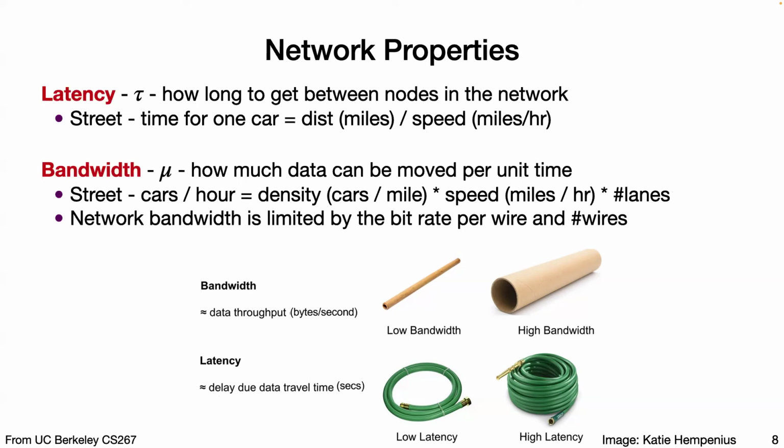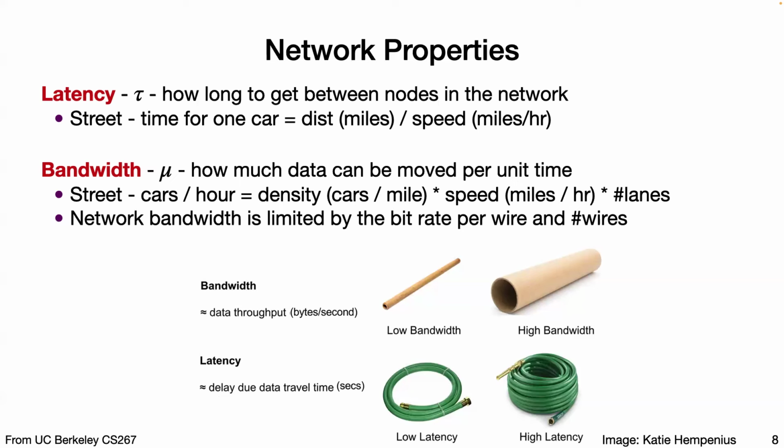And this doesn't depend on how many cars or how much data you're sending. However, bandwidth is how much data can be moved per unit time. There's some max bandwidth in your machine, but you can't realize the max bandwidth until you send enough things through the network. In the street analogy, it's like the width of your street, how many cars per hour can move through this street. And obviously you cannot fill the bandwidth if you don't have enough cars moving through the street.